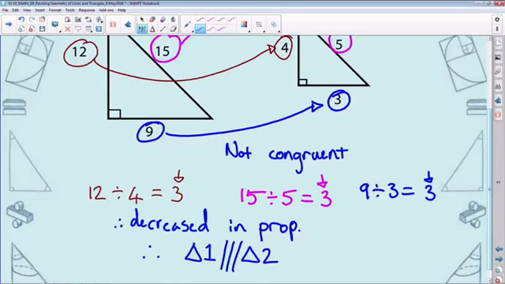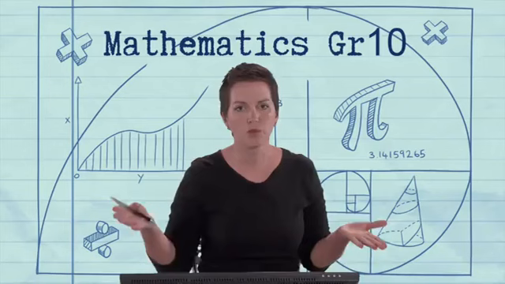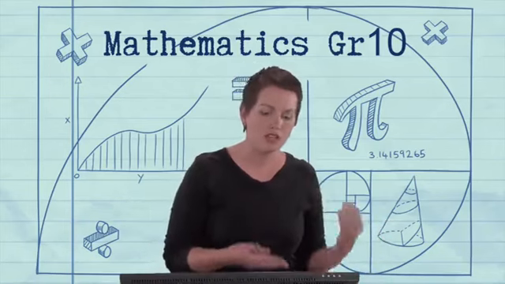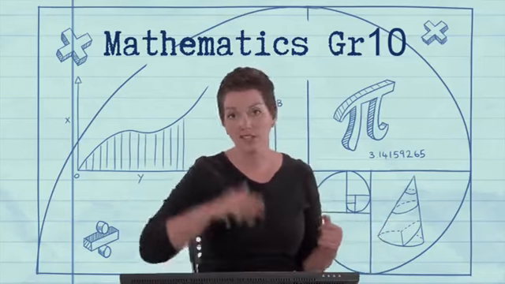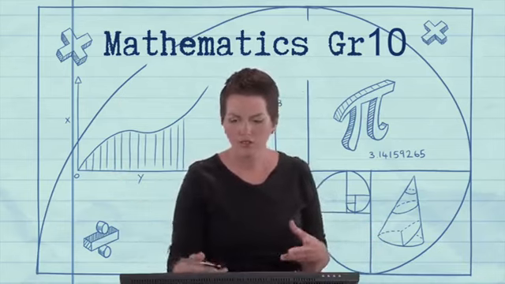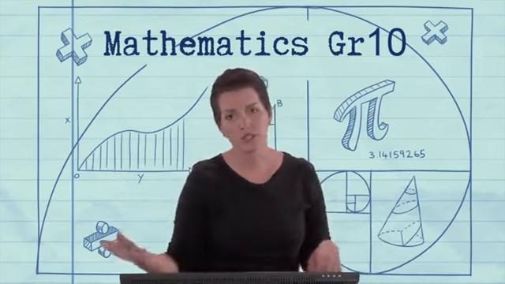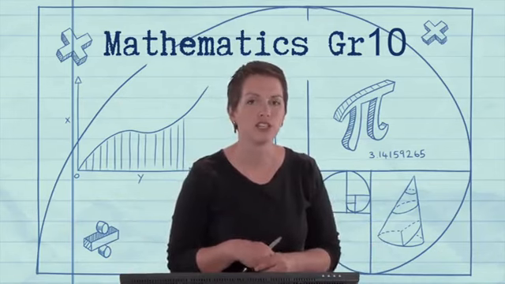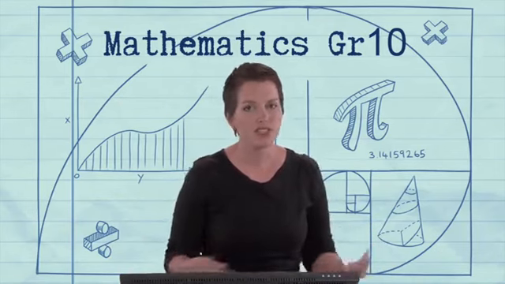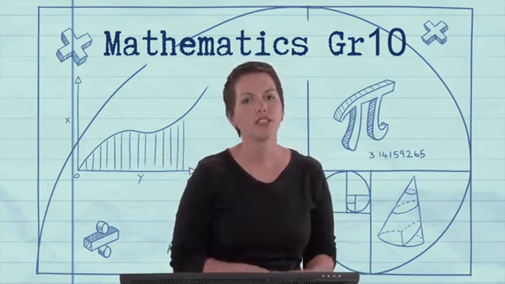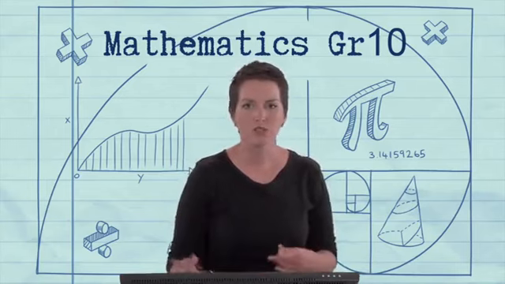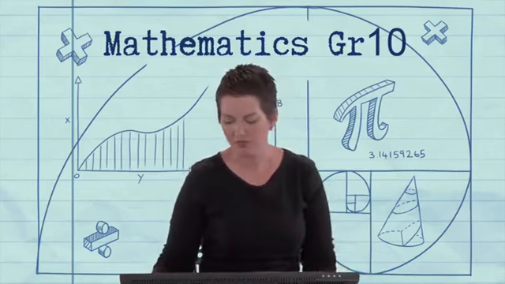Okay, now obviously this question would be a lot easier if we had actually named the sides, and then we could say side AB has a length of 12 and side DE has a length of 4, and it's been decreased by a factor of 3. Then it would be just easier to label things. But we didn't have that, so we just worked with triangle 1 and triangle 2.